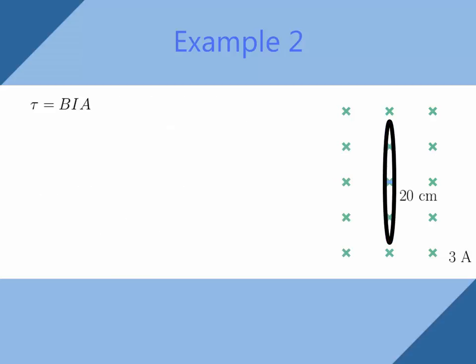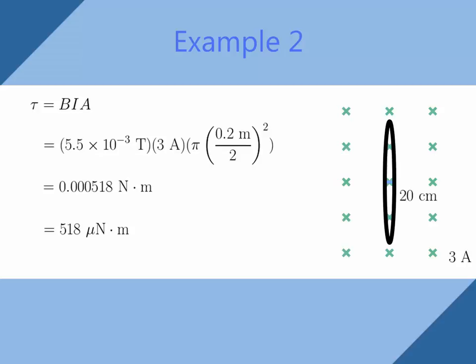We can plug in our known values, the field, the current in the loop, and the area of the loop. Because we were given the diameter, we have to divide the diameter by 2 for pi r squared, the area function for a circle. This comes down to 0.000518 newton meters of torque. This is equivalently 518 micronewton meters.